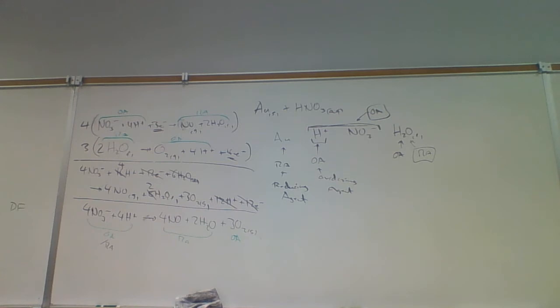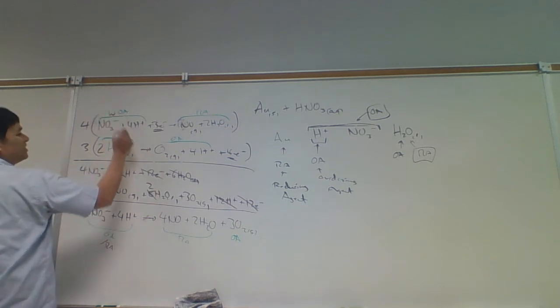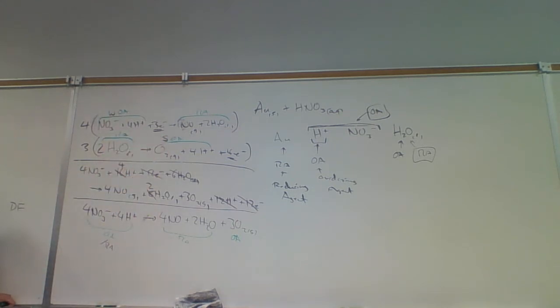Which one's stronger, O2 or nitrate? In terms of oxidizer? O2. And so if we're going from a weaker oxidizer here to a stronger oxidizer here, that's unfavorable, because we're going from something that's weaker, which means more stable, to something that's stronger, which means less stable. So we're going from more stable to less stable. Is that favorable? And the same thing with the reducer.